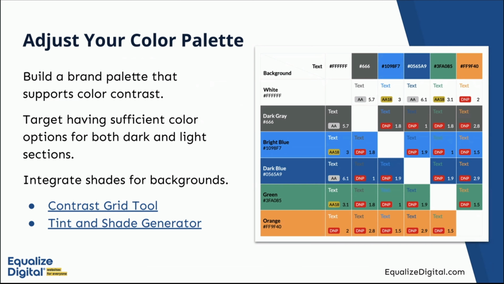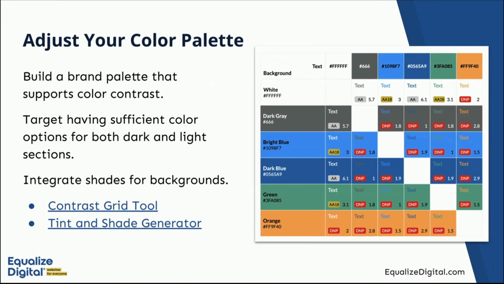Think about having sufficient color options for both dark and light sections, because you might be alternating these. There's dark backgrounds. So don't just think about having white as a background or a light gray as a background. You want to think about the reverse as well. I would say an easy way to do this also is thinking about integrating shades for backgrounds.